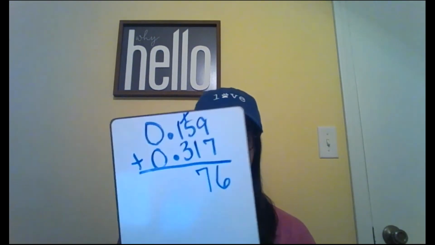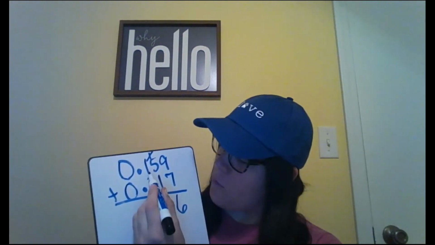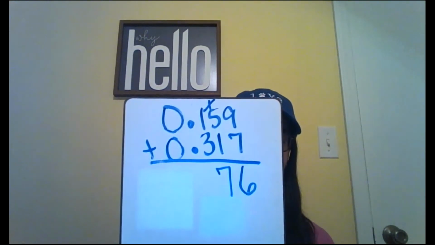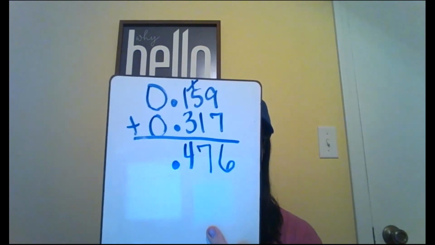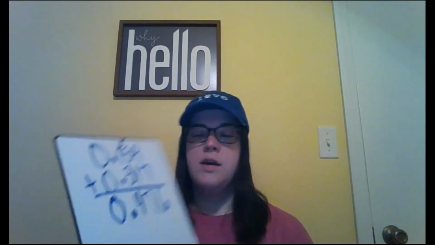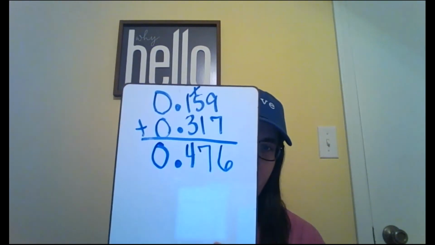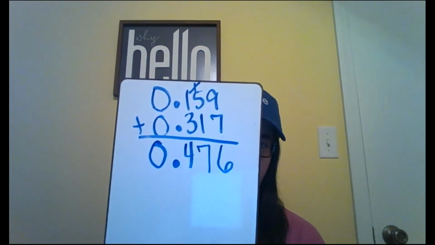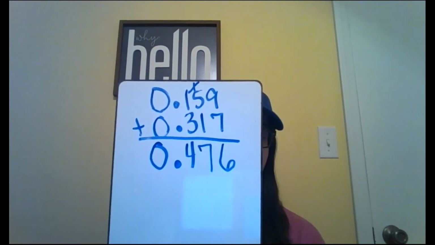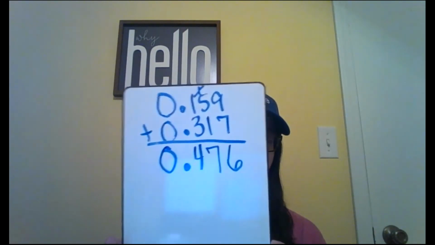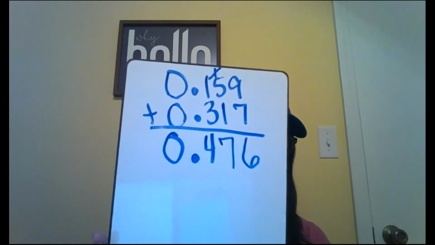So then we go to the next one. 1 plus 3 is 4. And then you're just going to bring down the decimal point. Bring it down. And then your 0 plus 0 is 0. So 0.159 plus 0.317 is equal to 0.476. So that's how you would solve the first addition problem there.